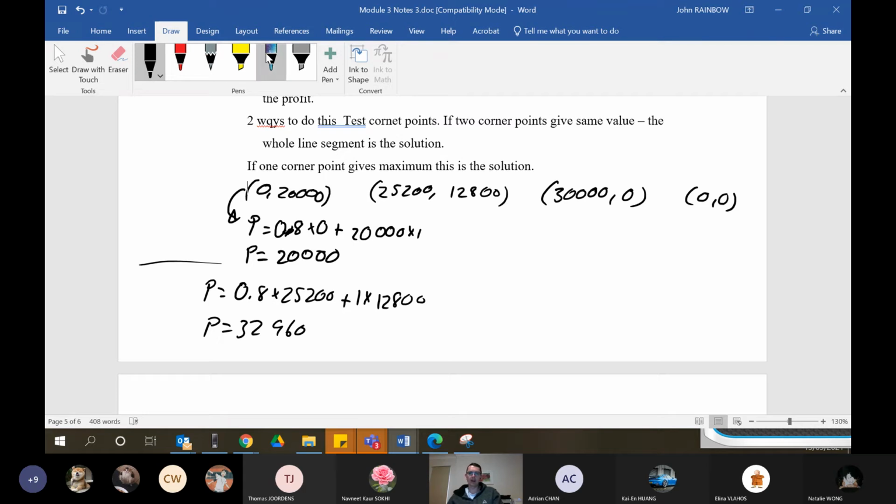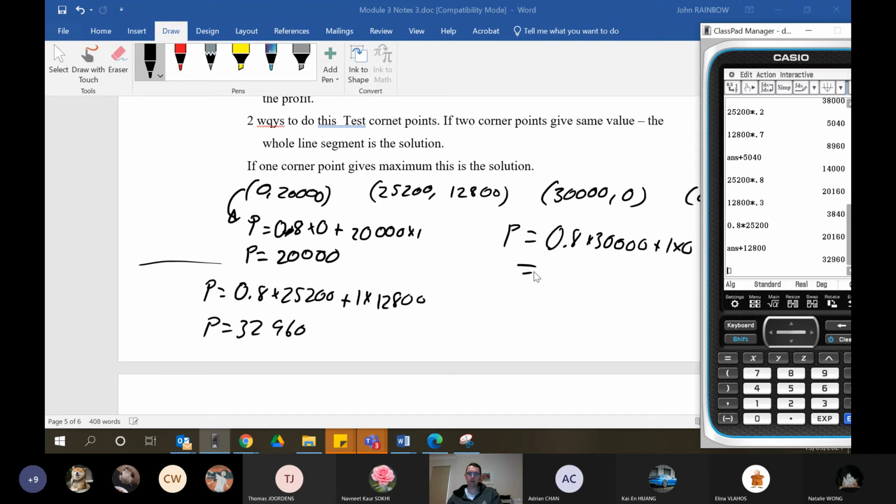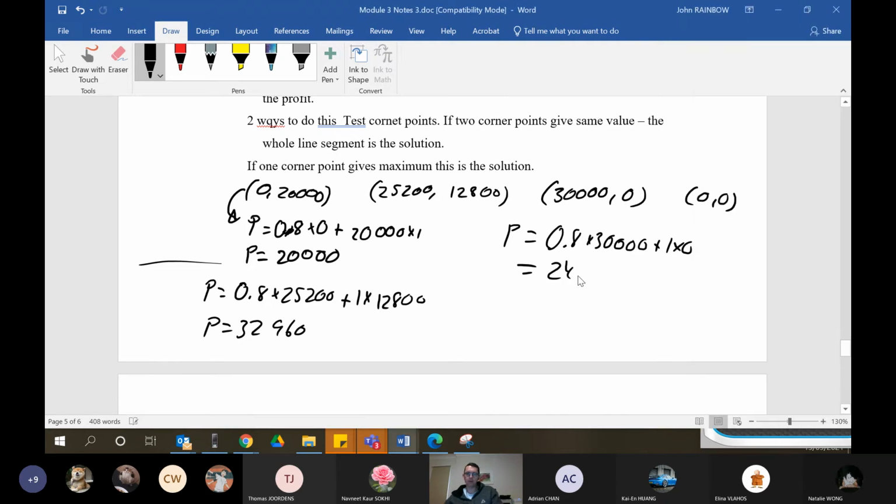Right, and then for my last one, I can do 0.8 times 30,000 plus 1 times 0. That is going to give me $24,000. And my last point is just going to give me 0 because it's going to be 0 times 0.